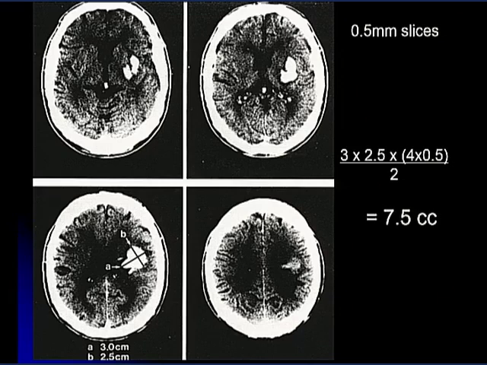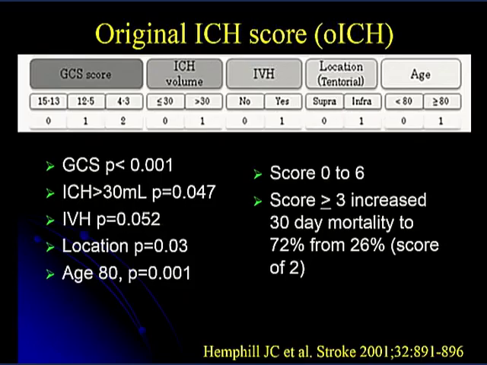Some places are doing 3 millimeter slices, so you have to look at what the slice is. Here it's a 5 millimeter slice, so that's 4 times 0.5. Then it's A times B times C, divided by not 3, but by 2, and that gives you the CCs. That's a very fast way. It gives you information to tell your consultant when you're discussing how large the hemorrhage is.